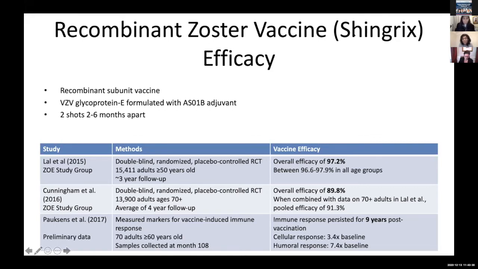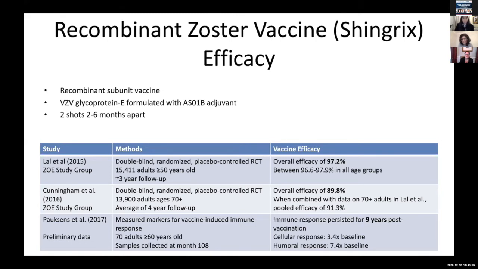So the recombinant zoster vaccine, or Shingrix, got approved at the very end of 2017. It's not a live vaccine. It does require 2 shots. The efficacy is in the high 90% for preventing herpes zoster. And we have preliminary data from our group that it's equally as good, if not more, for preventing herpes zoster ophthalmicus. And the older vaccine, Zostavax, was only 50% effective, not in the 90s.